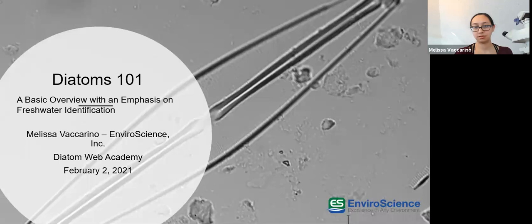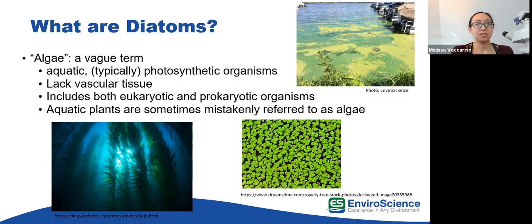So diatoms are a group of algae, and algae is a very vague term that describes aquatic photosynthetic organisms, and it includes a variety of different organisms, including eukaryotic, which are those organisms that have a cell with a membrane-bound nucleus, and prokaryotic, such as bacterial organisms.